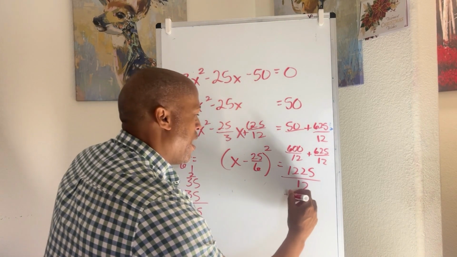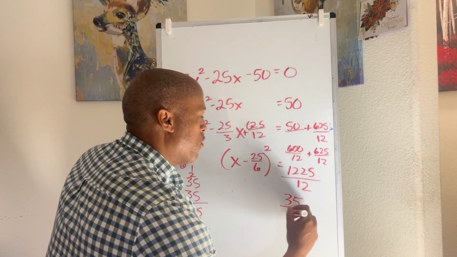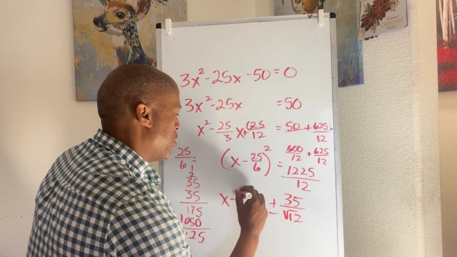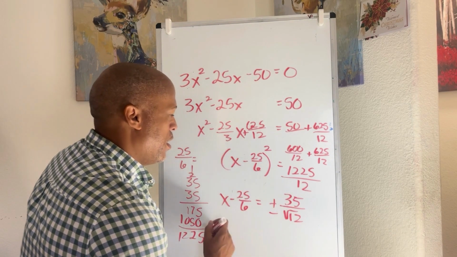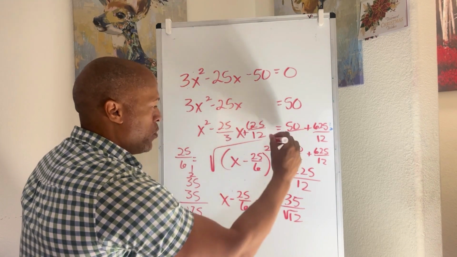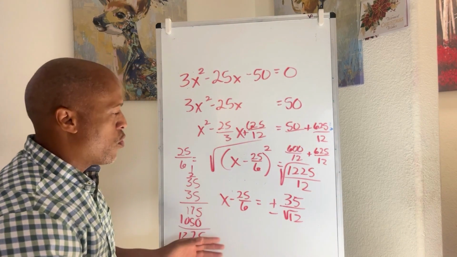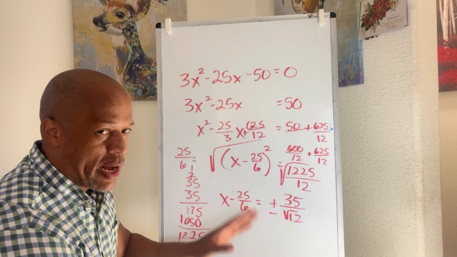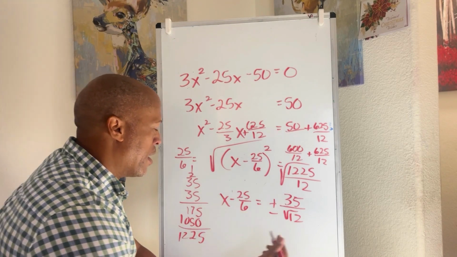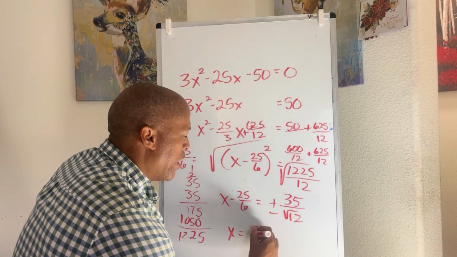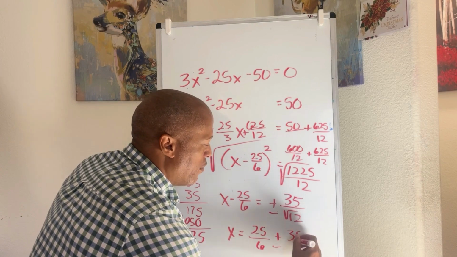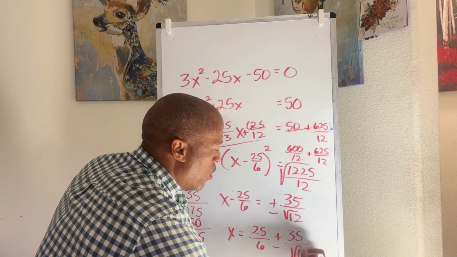Okay, so I now have 35 over the square root of 12 on this side, plus or minus, equals x minus 25 over 6. I took the square root already. Square root, square root. Yes, I'm doing things out of order. As long as I get it right, I'm going to be okay, all right? Don't stress that too much. With lots of practice, you'll be able to get this right and not worry too much about your order. Then I'll have 25 over 6 plus or minus the square root of 35 over square root of 12.